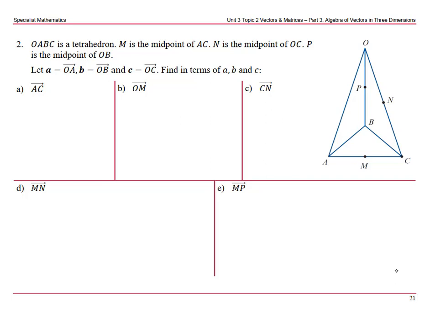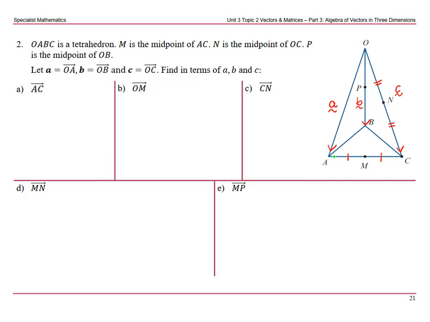So firstly, OABC is a tetrahedron. M is the midpoint of AC. N is the midpoint of OC. So when we look at our diagram, that means that that length there equals that length there, and this length equals that length. Now let vector A be OA. So there's your A. B is OB. And C is OC. Find, in terms of A, B, and C, AC.